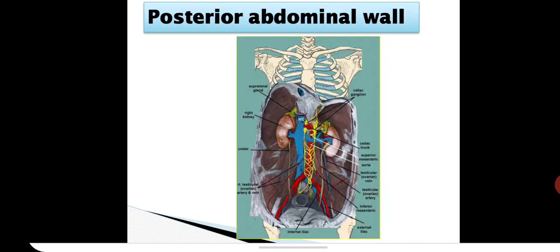So now you can understand the kidneys are situated in the posterior abdominal wall, and the upper part is related to the diaphragm. The upper part of the posterior surface is related to the diaphragm, and the lower part of the posterior surface is related to the psoas major and quadratus lumborum.